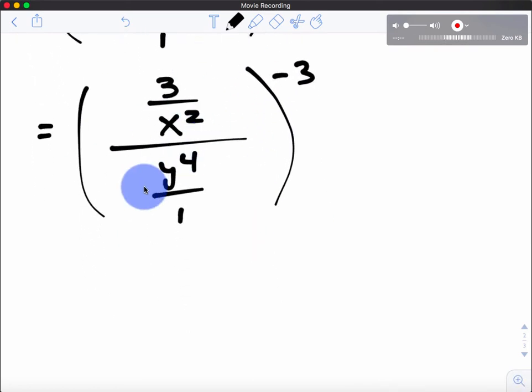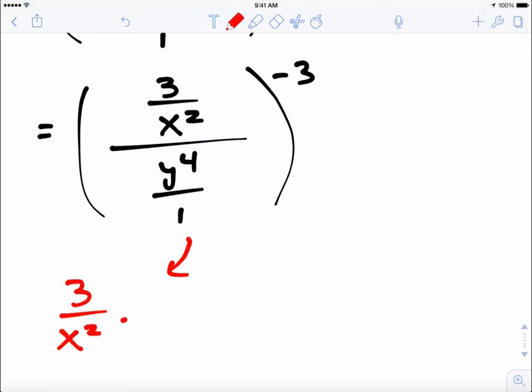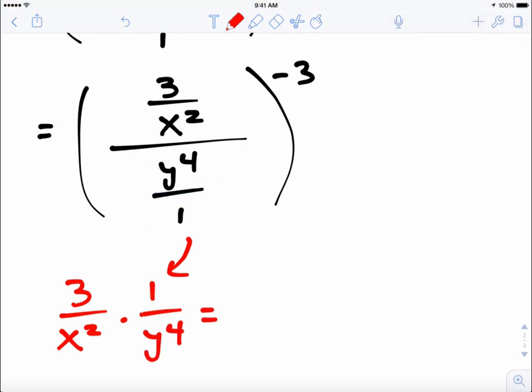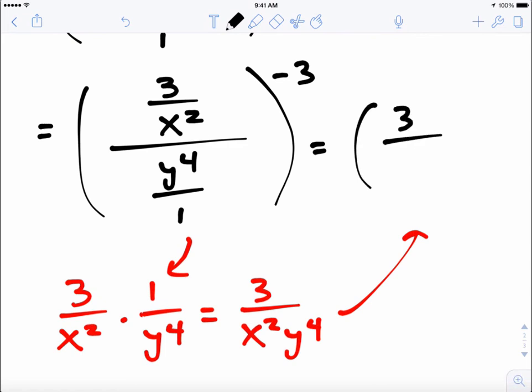So within this parentheses, I'm actually going to go ahead and do this off on the side. We know that this is actually a fraction division problem, so we can rewrite it as fraction multiplication. So that's 3 over x squared times the reciprocal, 1 over y to the 4th. So that is 3 over x squared times y to the 4th. This is all still being raised, holy cow, to the negative 3rd power.